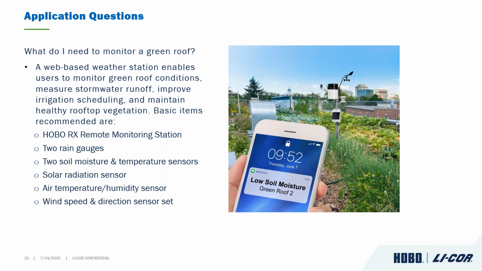Some might ask, what do I need to monitor a green roof? What we recommend is a remote monitoring station, and I usually recommend the RX2106 remote monitoring station. Some of the sensors that you might need for this include 2 rain gauges, 2 soil moisture and temperature sensors, a solar radiation sensor, an air temperature and humidity sensor, and a wind speed and direction set.